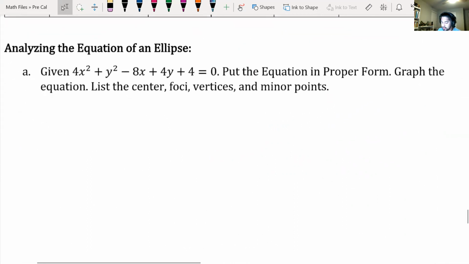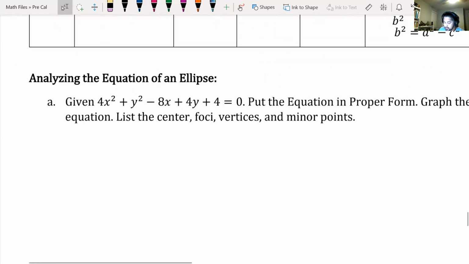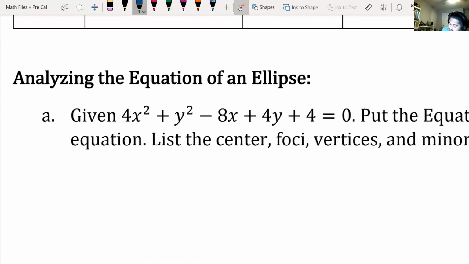Okay. So again, I have the formulas for you above there. And now we are actually given the general form of an ellipse. So we need to take the general form of the ellipse and put it into its standard form, and then graph everything, list everything, and have fun. So let's go ahead and rewrite this. I'll put my terms together.